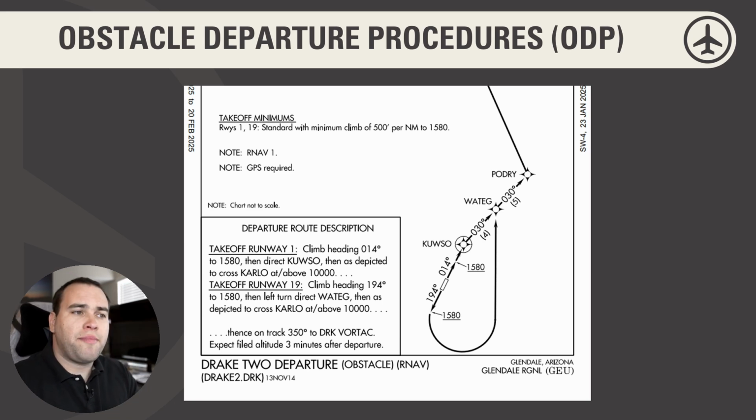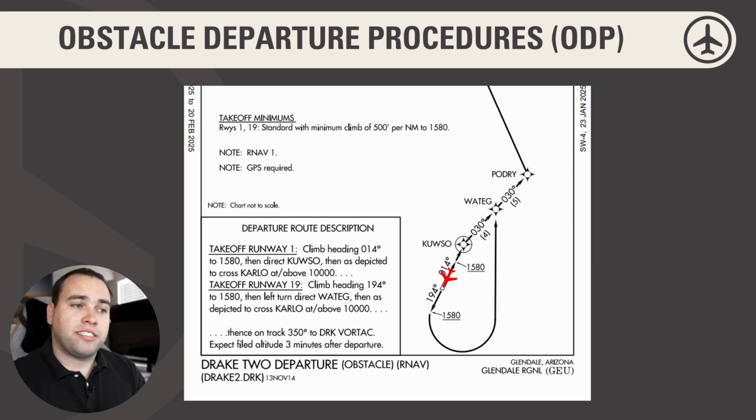It tells us to climb heading 194 to 1,580, then a left turn direct to Waytag, I think that's how you say it, then as depicted to cross Carlo at or above 10,000, and then on track 350 to DRK Vortac. Expect filed route 2-3 minutes after departure. So let's actually have a little icon up on screen and let's fly this out.